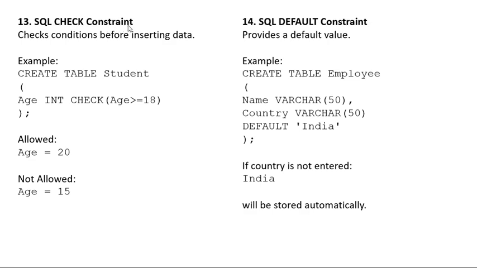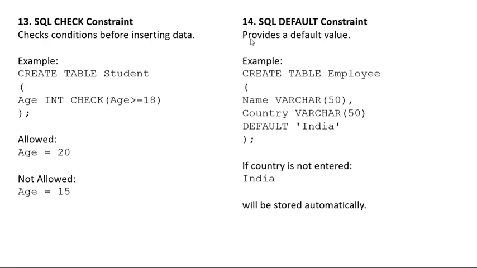The CHECK constraint checks the conditions before inserting the data. For example: CREATE TABLE with a table name, and inside the parentheses age INT as the data type, then CHECK, and inside the parentheses give the condition age is greater than or equal to 18. So ages 18 and above are allowed, otherwise it is not allowed. For example, age 20 is allowed, but age 15 is not allowed.